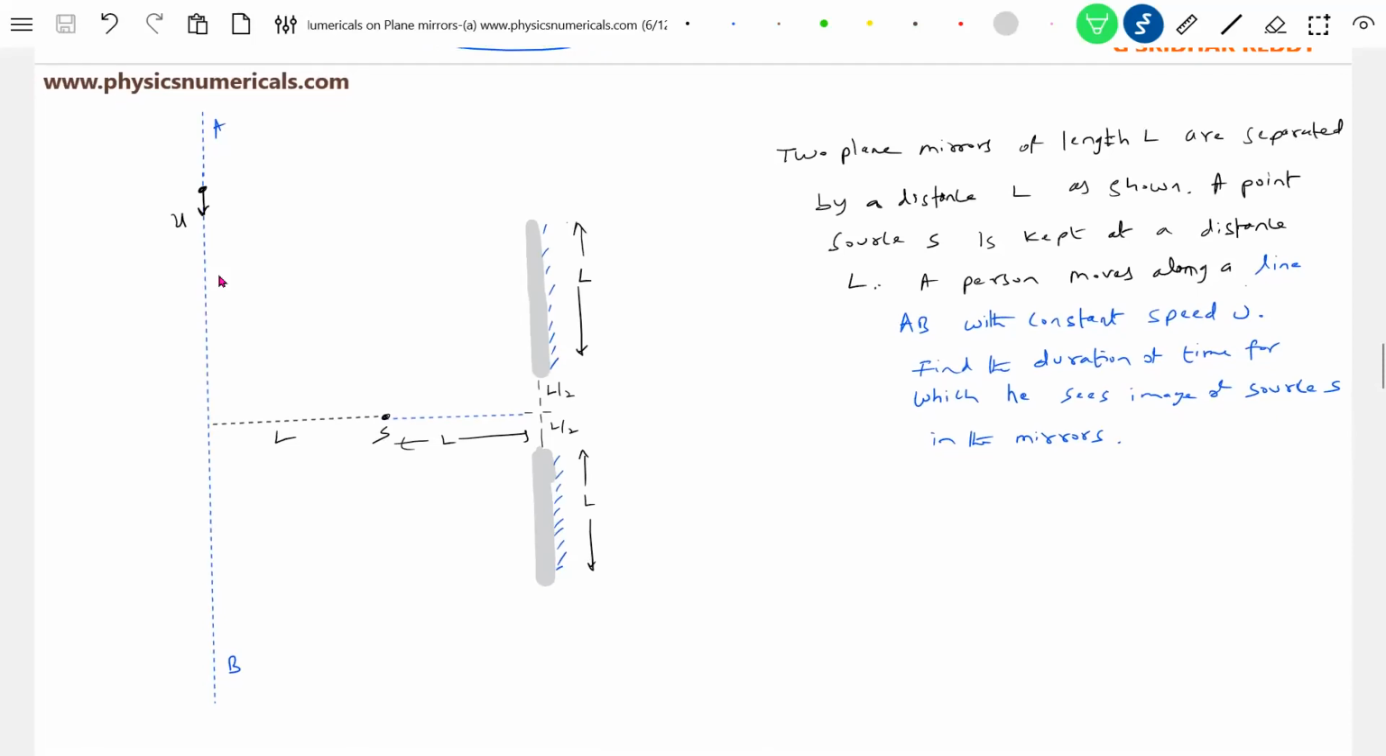So what is it telling? There are two plane mirrors of length L each, separated by a distance L. So L by 2, L by 2 with respect to this bisector. A point source S is kept at a distance L. A person moves along a line AB with a constant speed U. Find the duration of time for which it sees the image of source S in the mirrors.